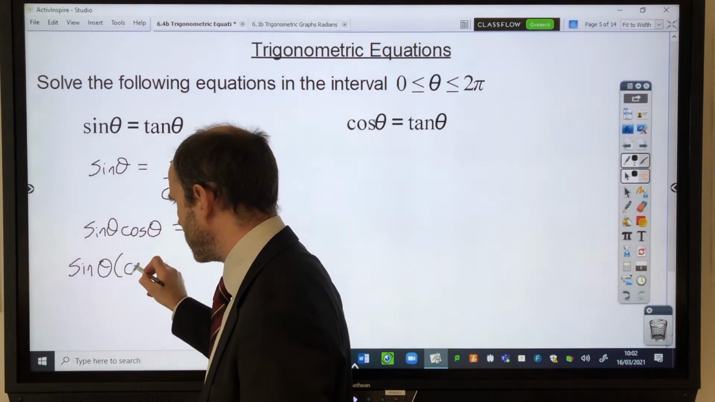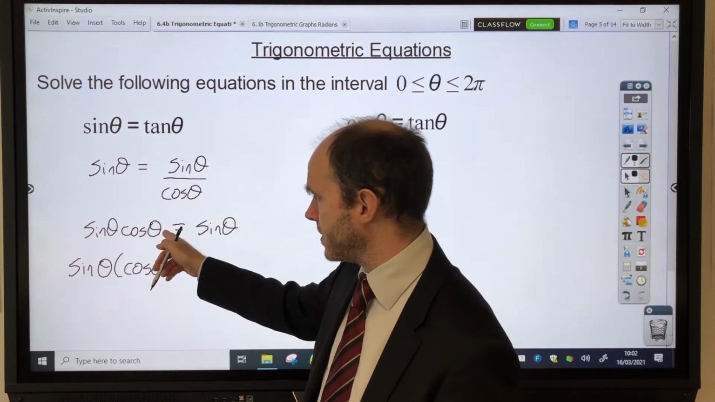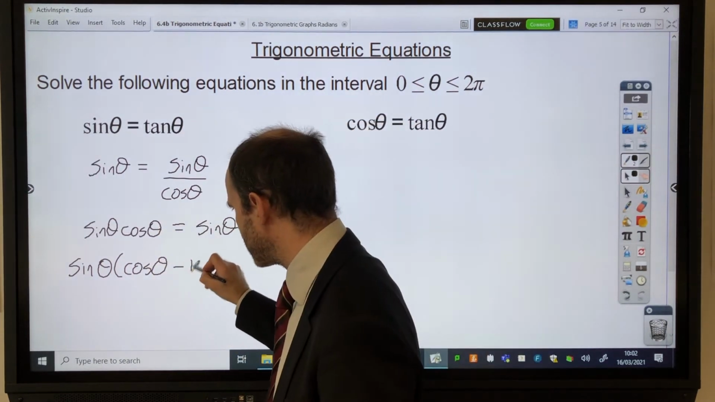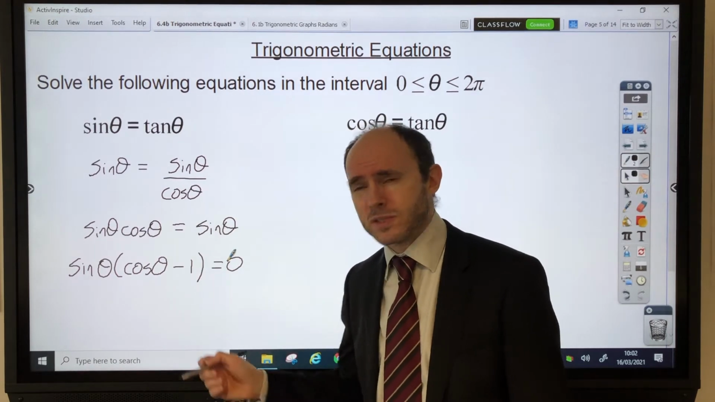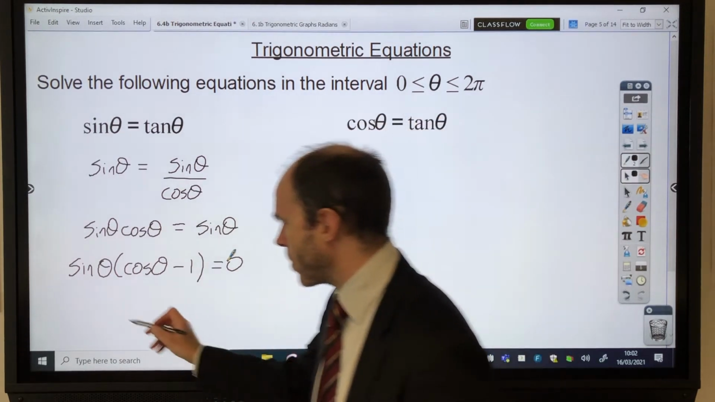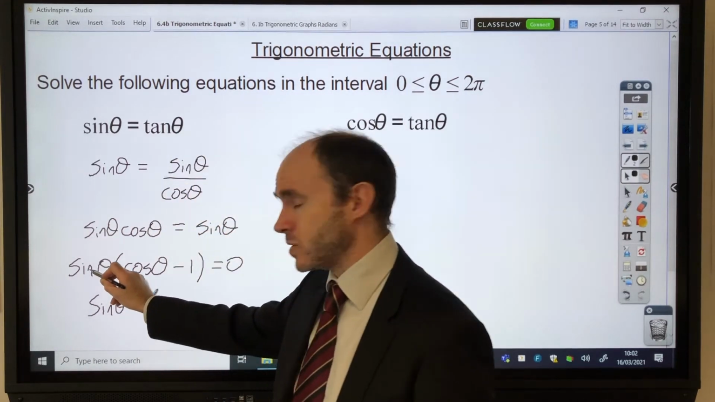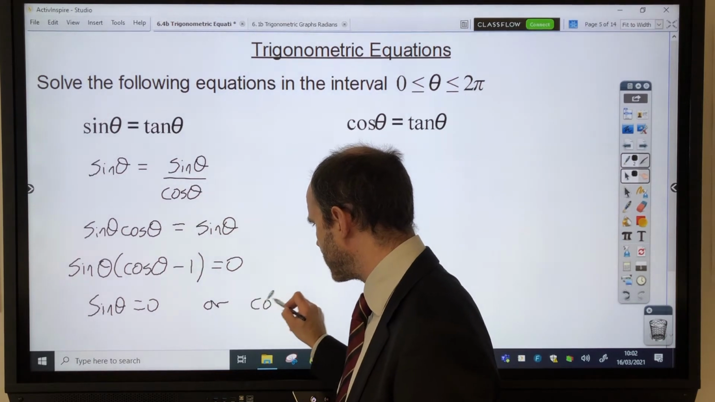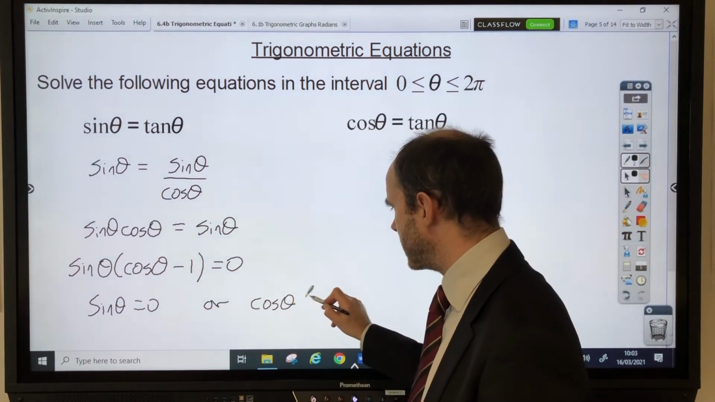Factorise is always the best thing to do when solving an equation, okay? So I'm going to put the sine theta to that side, so that subtracts sine theta, and when I factorise, I get this, okay? And how do we solve that? Well, we've got two possibilities. We've got either sine theta is equal to 0, because if that is 0, all of this is 0, or you've got cosine theta subtract 1 is equal to 0, or cosine theta is equal to 1.